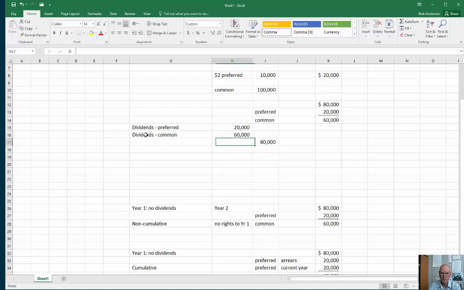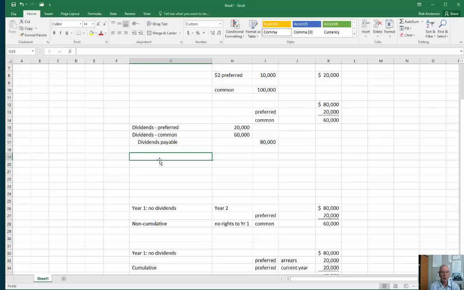Okay, now it's sort of debatable whether you should have a dividends payable preferred and a dividends payable common, so two accounts. But I'm not going to use two accounts because we're going to pay this out at the same time. So I'm just going to credit dividends payable. And of course, dividends payable is now your liability account. It ends with payable.